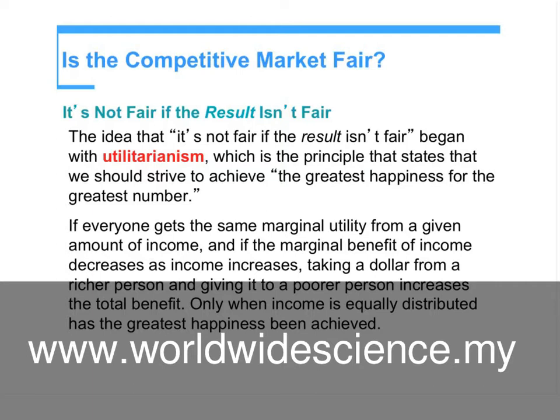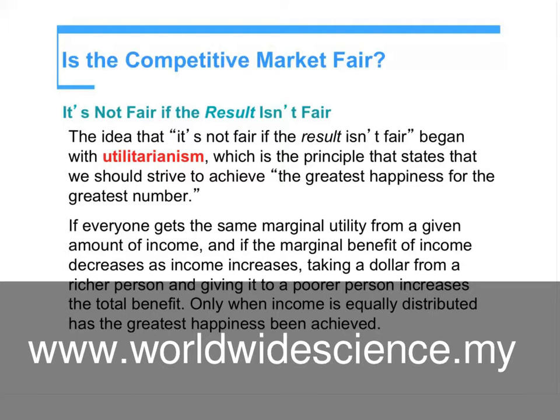In this scenario, we want to get the greatest happiness for the greatest number, right? We know that for a given amount of income, marginal benefit of income decreases as income increases. So for a rich person, as his income increases by $1, he gains less marginal benefit, whereas for a poor person, that $1 increases his marginal benefit more. So in a utilitarian approach, taking a dollar from the rich guy and giving it to a poor guy would make sense.